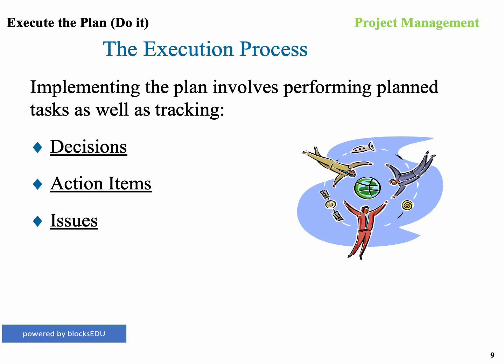Now, I'm just going to briefly mention some other processes that should take place in the do it phase. As we implement the plan, as people do the work, there are some things that are going to happen. There's going to be some decisions that are going to be made. There's going to be some action items. There are going to be issues that come up. Those are all things that we have templates for, and you get that in the resource area of this particular course, and you can see how they're laid out.